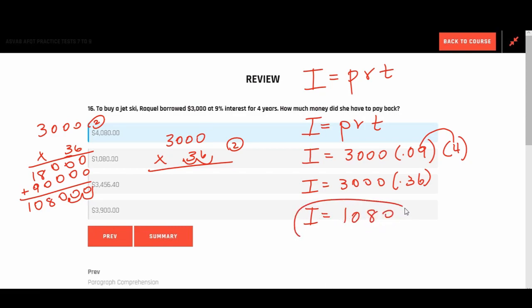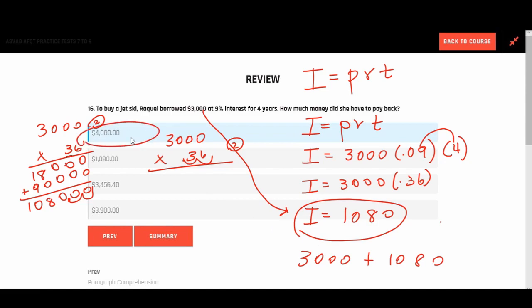We do have to add this back to our principal of $3,000 because, again, you borrowed $3,000 and it accrued $1,080 over 4 years. So in reality, you're paying back 3,000 plus 1,080, which is going to be 4,080 that you're going to have to pay back for that jet ski. Okay, so that's this practice test.